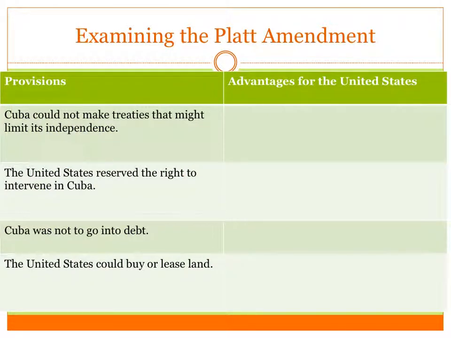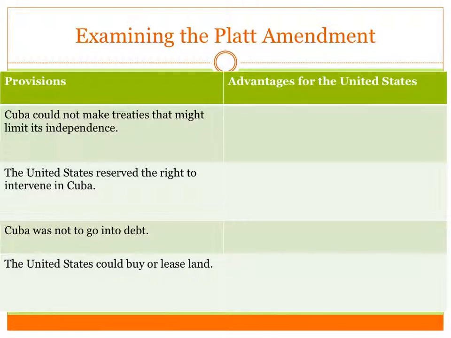So when you look at the Platt Amendment, I have Cuba could not make treaties that might limit its independence. The United States reserved the right to intervene in Cuba. Cuba was not to go in debt. And the United States could buy or lease land. So America would not remove troops until the nation of Cuba agreed to these things as part of the Platt Amendment.